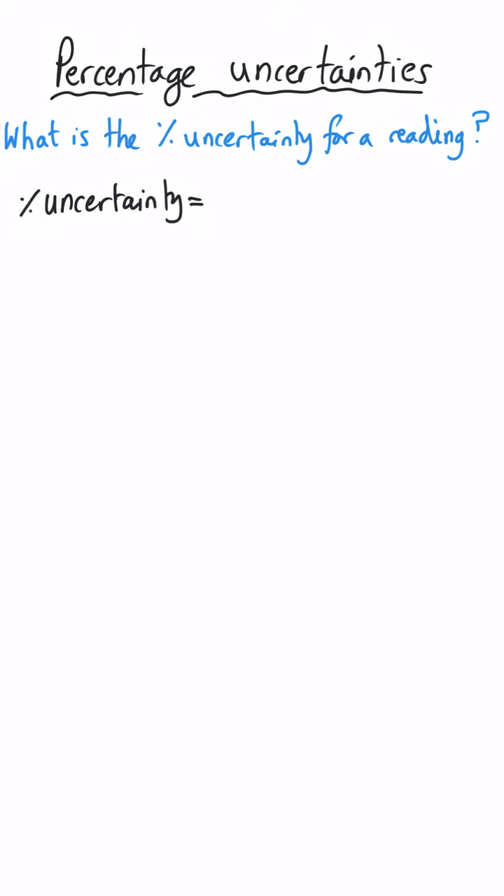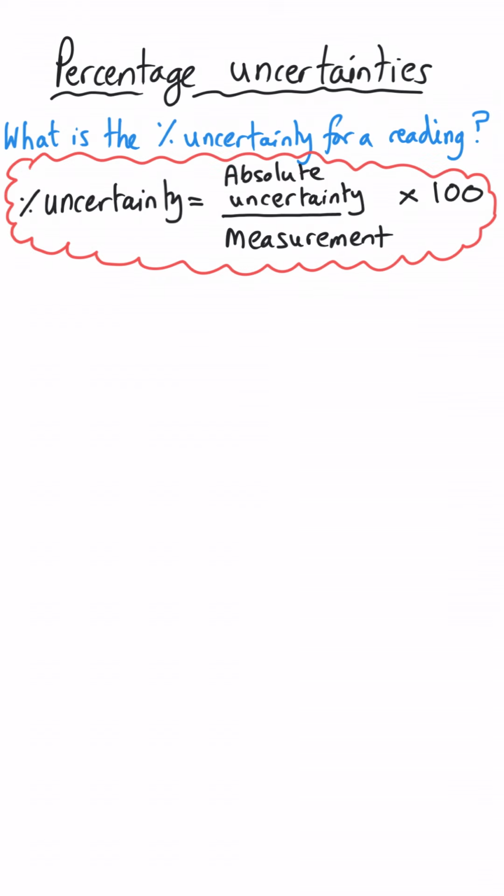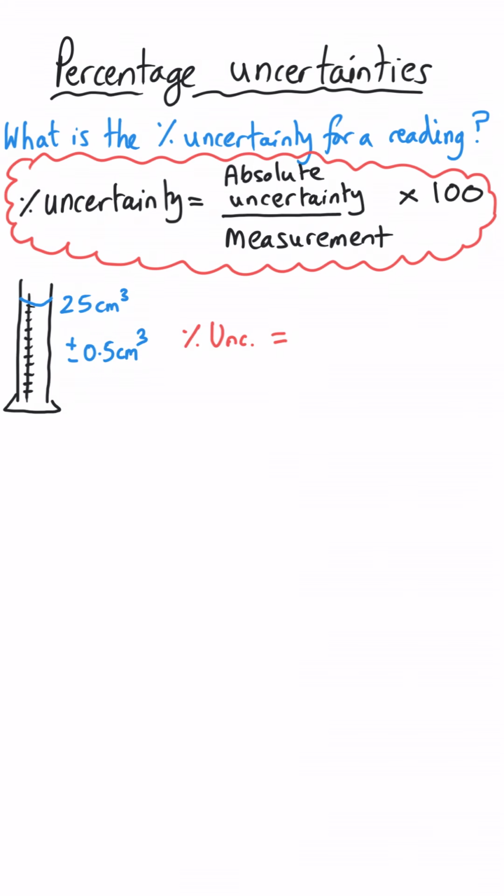Now that is found by taking what's called the absolute uncertainty, so that's the plus or minus value that you get given in a question, dividing that by the measurement that you're making, and then multiplying it by 100 to turn it into a percentage. So, for instance, if you are measuring 25 cubic centimetres of solution using a measuring cylinder with an absolute uncertainty of plus or minus 0.5 cubic centimetres, the percentage uncertainty is found by taking 0.5, dividing it by 25 and multiplying it by 100. So that gives you a 2% error.